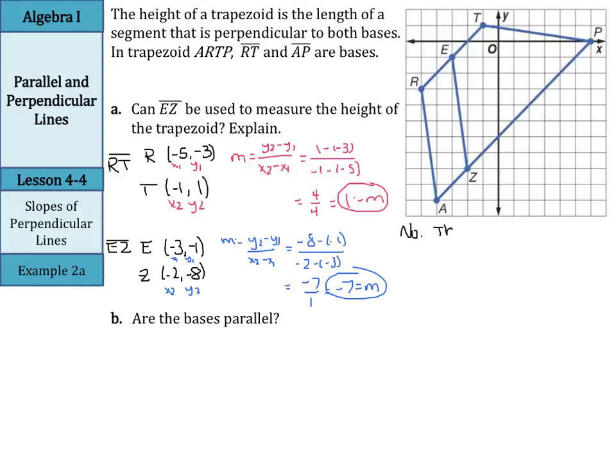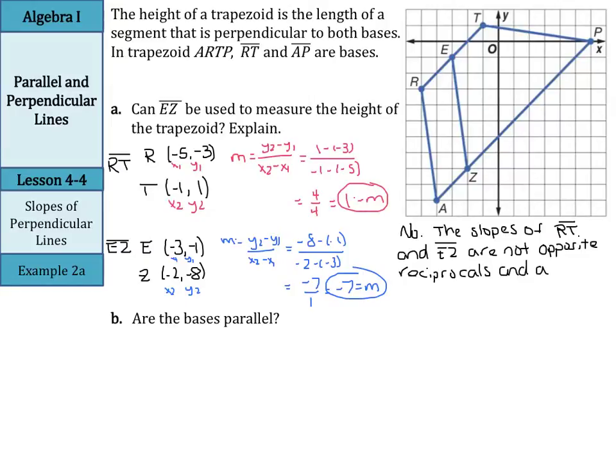The slopes of RT and EZ are not opposite reciprocals and are not perpendicular.